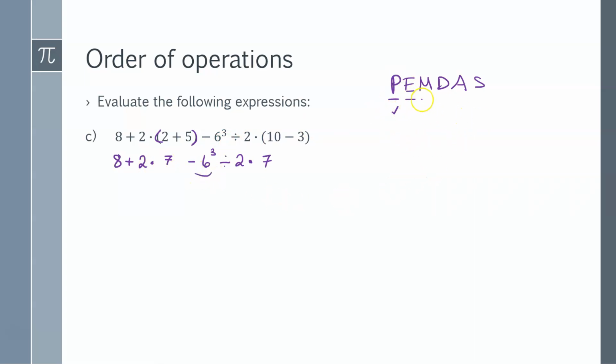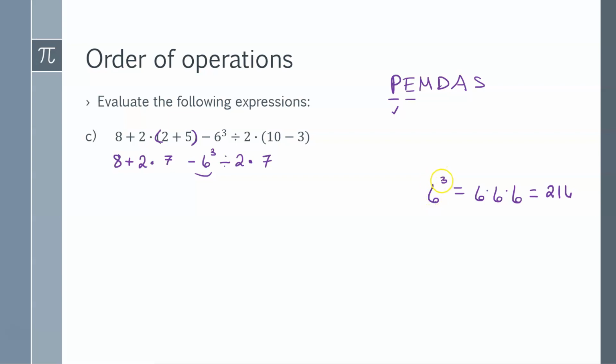So we have 6 cubed next. Now 6 cubed tells us that we need to take the base 6 and multiply it by itself 3 times this time. 6 times 6 times 6, which is 216.